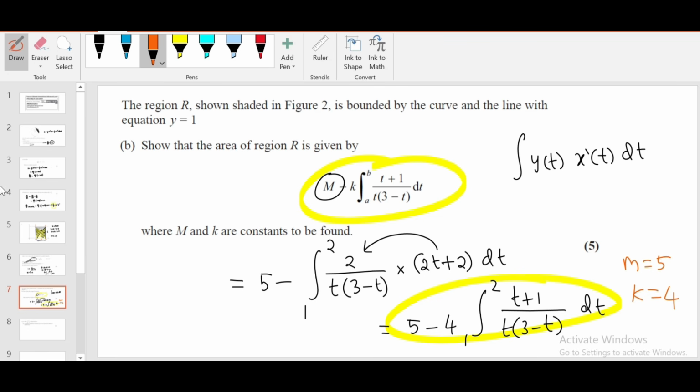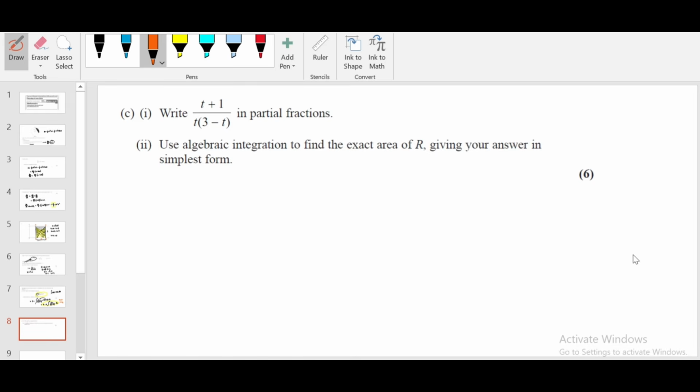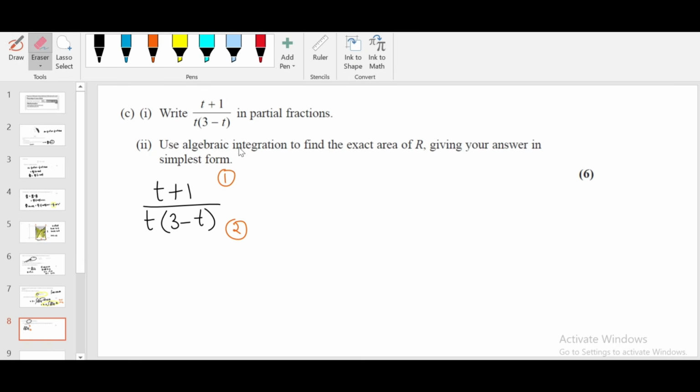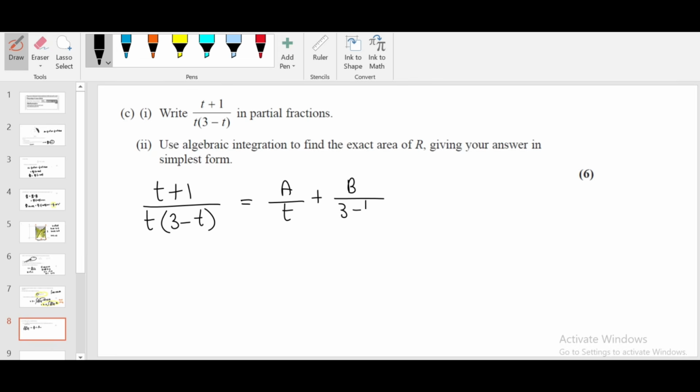This looks exactly like this, where m is equal to 5, k is equal to 4. That's all. Part C says write this as partial fractions. You have t plus 1 over t times 3 minus t. The degree of the numerator is 1. The degree of the denominator, when you open the bracket, you will get t square. So 1 over 2 is a proper fraction. You need to check that first. For a proper fraction, you can write it as a over t plus b over 3 minus t.